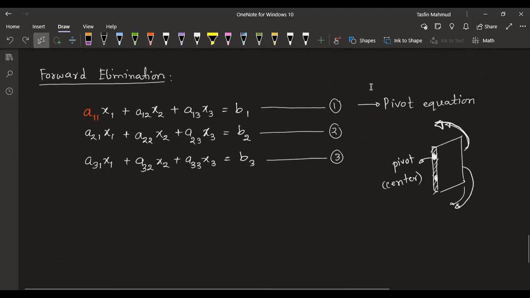So after fixing the pivot equation, we are thinking about the pivot element, and as our pivot equation is now the first equation, our pivot element is this. This is called the pivot element. Why are we calling it the pivot element? Because by focusing on it, keeping it as the center, we are going to eliminate these two terms. We will make these two terms zero.